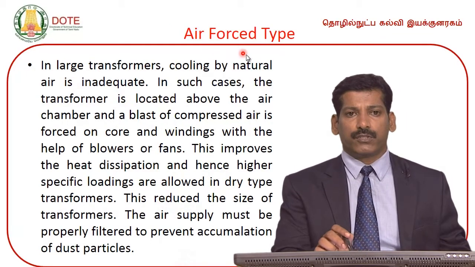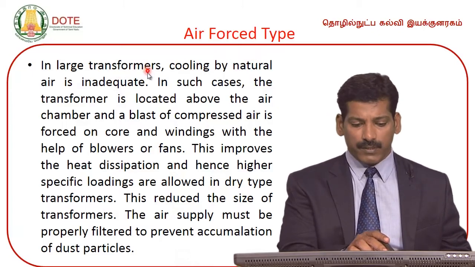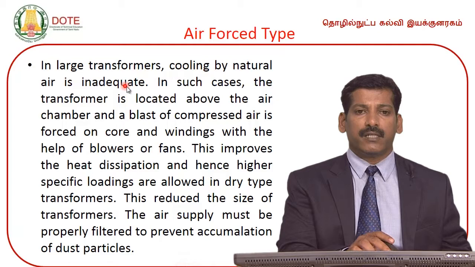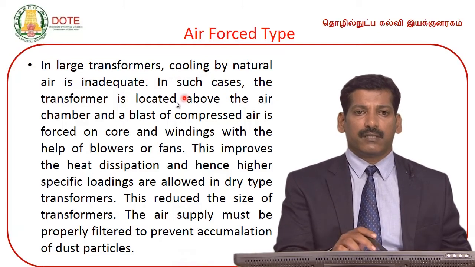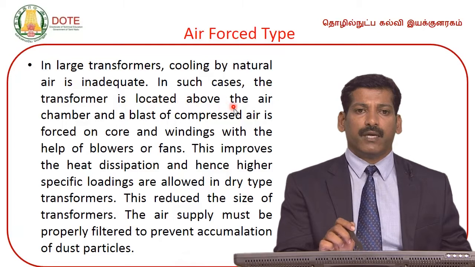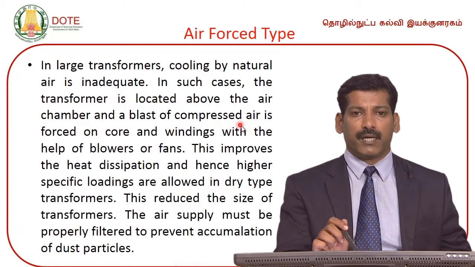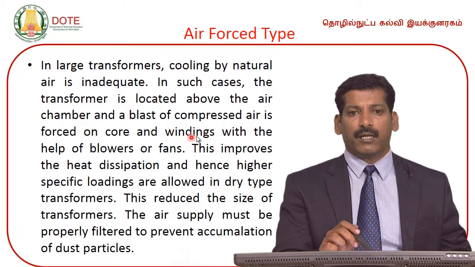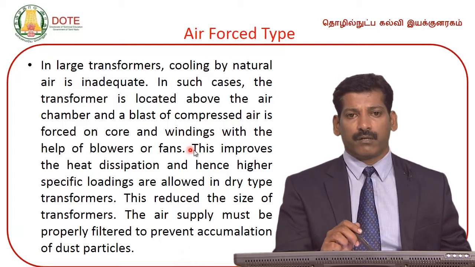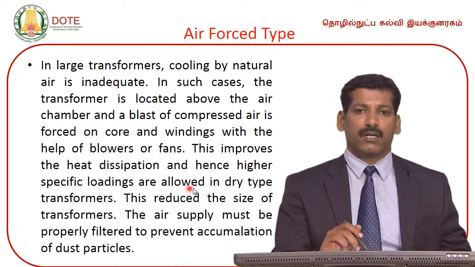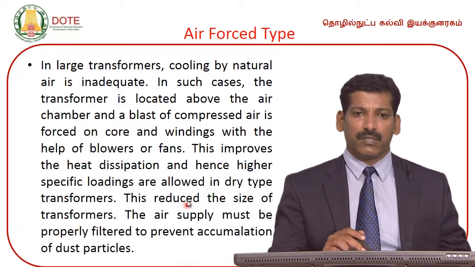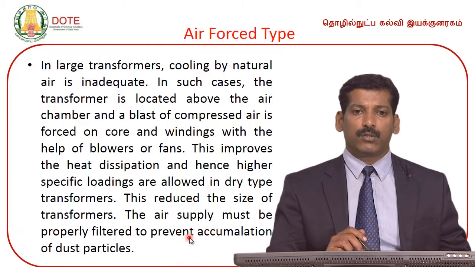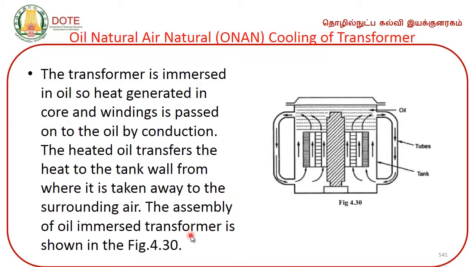Next one is air forced type. In large transformers, cooling by natural air is inadequate. In such cases, the transformer is located above the air chamber and a blast of compressed air is forced on the core and the windings with the help of blowers or fans. This improves the heat dissipation, and hence higher specific loadings are allowed in dry type transformers. This reduces the size of transformers. The air supply must be properly filtered to prevent the accumulation of dust particles.